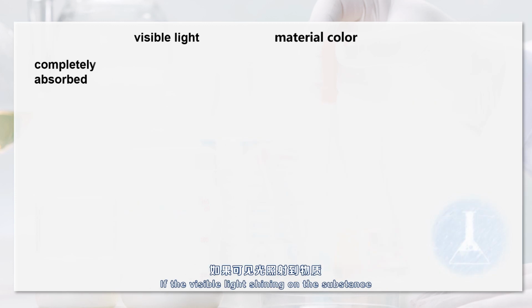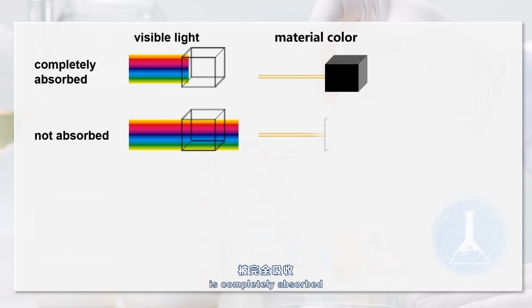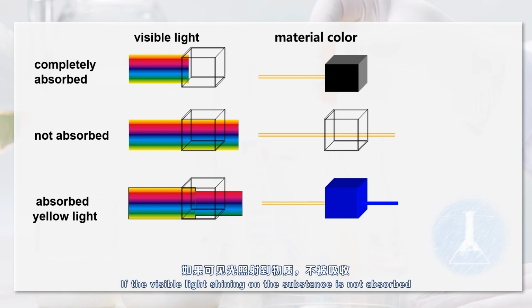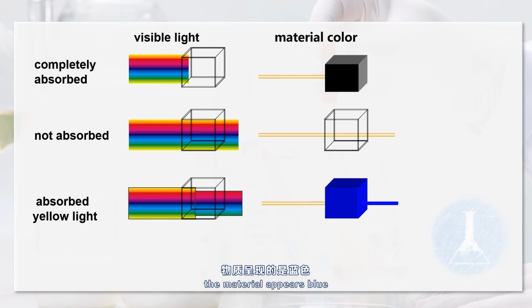If the visible light shining on the substance is completely absorbed, the substance appears black. If the visible light shining on the substance is not absorbed and penetrates the substance completely, the substance is transparent. When visible light irradiates the material and the yellow light is absorbed, the material appears blue. The copper sulfate solution, for example, is blue because it absorbs the yellow light in the white light.